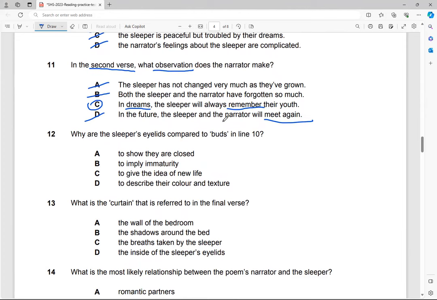Now we move on to question 12. Why are the sleeper's eyelids compared to buds in line 10? So once again, we're told where to look. Line 10. And what we're looking at is the comparison of eyelids to buds. And the answer is A, to show that they are closed, B, to imply immaturity, C, to give the idea of new life, D, to describe their color and texture.